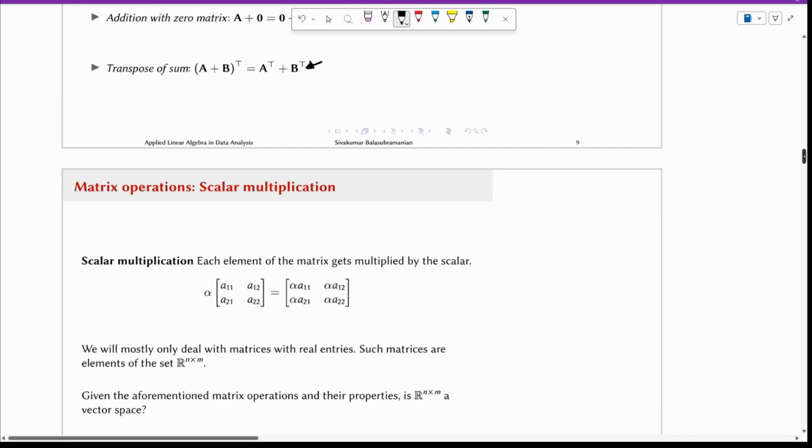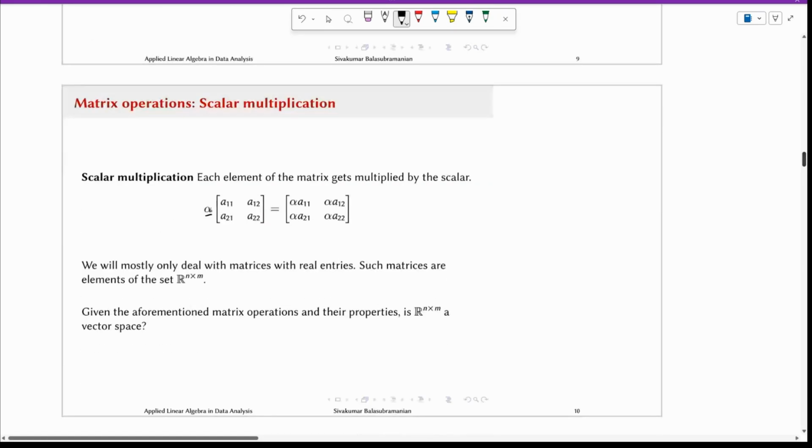We've also seen the scalar multiplication operation. If you're multiplying a matrix by a scalar, that means you're multiplying the individual elements by the scalar alpha. And this we've seen before. Is n cross m a vector space? That's a yes. The set of real matrices with n rows and m columns does form a vector space.